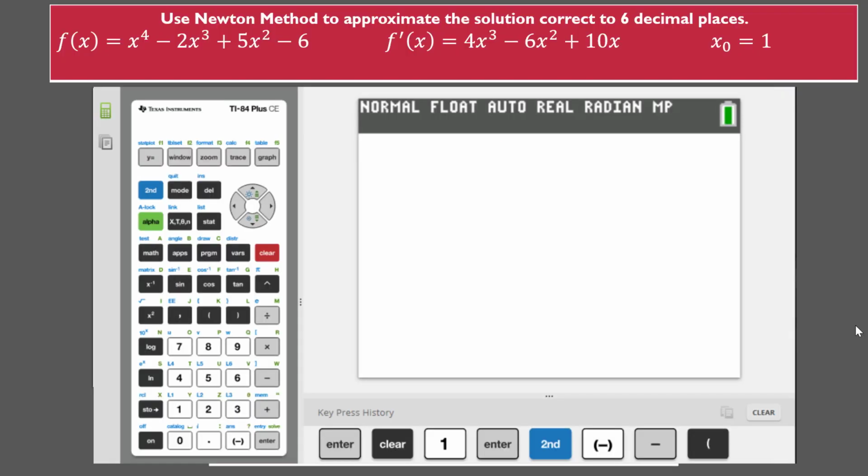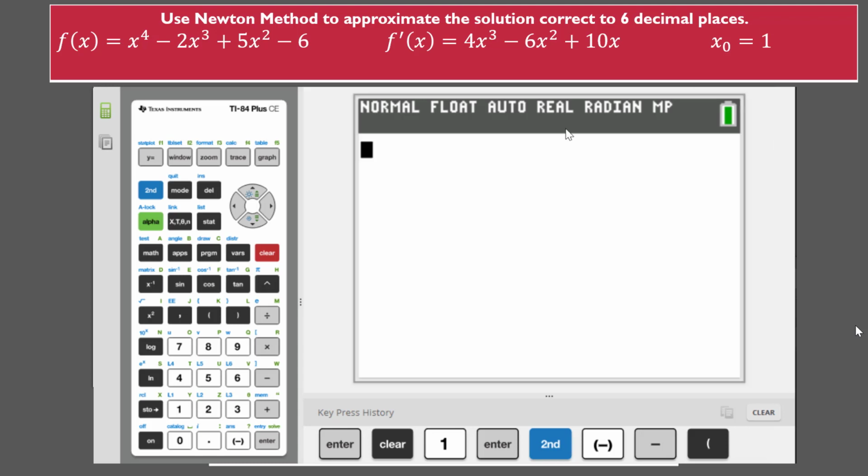So now I'm going to show you how to find the solution of the equation x to the 4 minus 2x cubed plus 5x squared minus 6 is equal to 0 using the Newton iteration and the initial value of 1. Newton method is basically an iteration that we use the old approximation to find the new approximation. So basically we use the output of the first iteration to be the input of this next iteration.